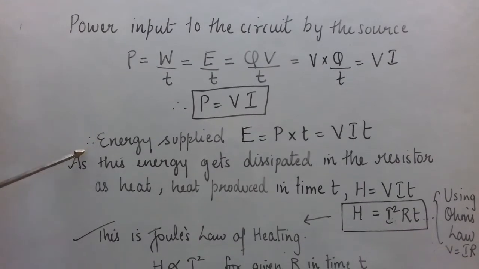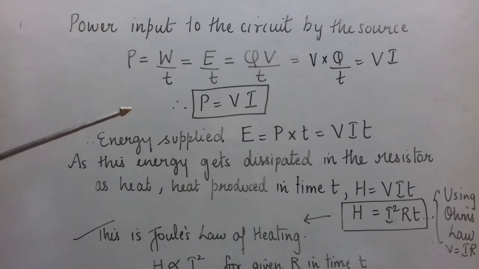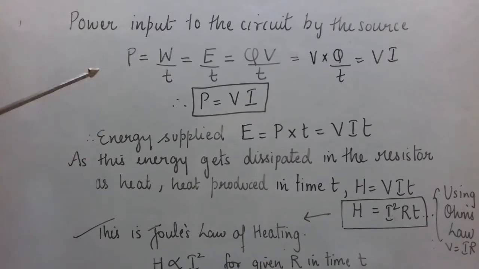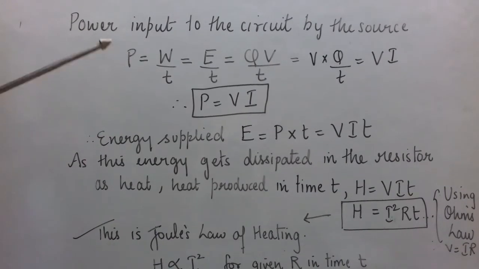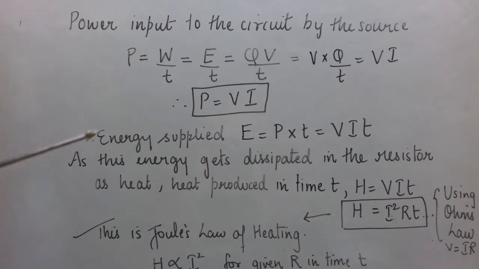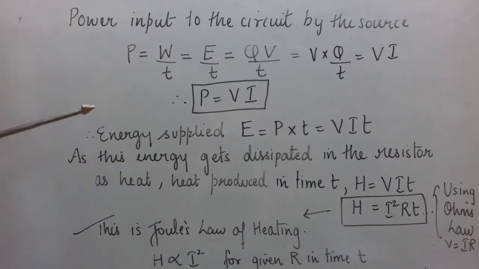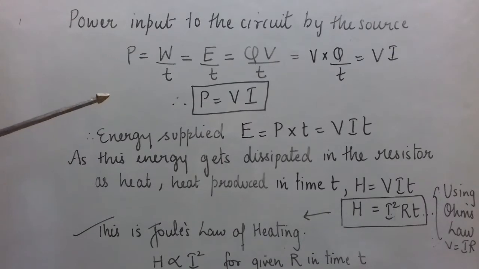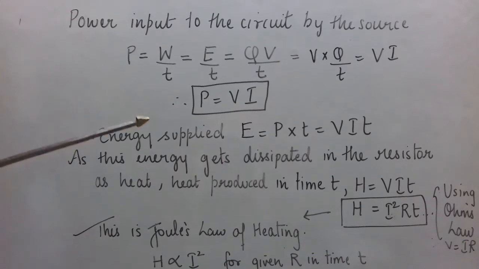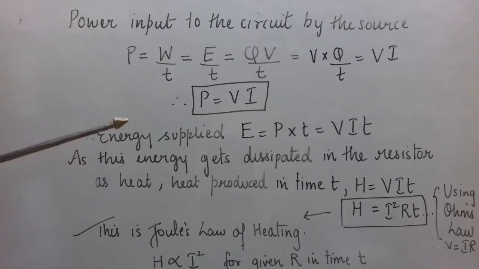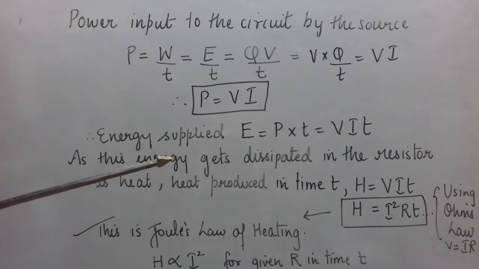Now, what will be the energy supplied if this is the input power? What will be the energy supplied in terms of power? What can we write? See, P is E by T. So, E will be P into T. So, energy supplied E is equal to P into T. Now, for P, you put VI. So, energy supplied will be P into T, that is VIT.